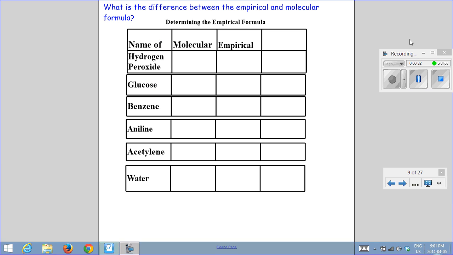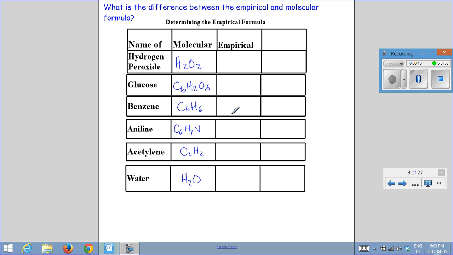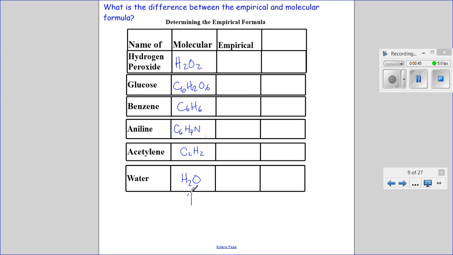Okay, you should already know what the molecular formula is. It's the actual amount of atoms in a molecule. So here we have some chemicals. I'm going to write down the molecular formulas for each one. So here we have the actual amount of atoms in this column here. You can see all the formulas here. Well, let's actually write down the empirical formula now. I haven't explained what it is. I want you to try and figure out what it is.